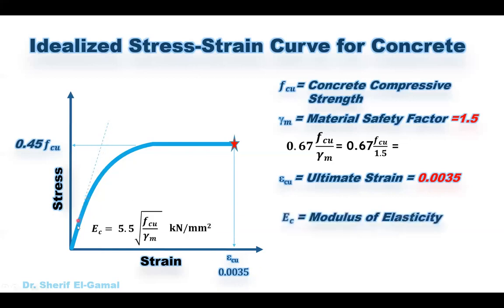What is the slope of that one? The initial slope from the beginning of this stress-strain curve gives us the modulus of elasticity of the concrete. So this E sub C equals the modulus of elasticity, and we can get it from this equation in kilonewton per millimeter square. So the important points in the stress-strain curve according to the BS code are the maximum stress equals 0.45 FCU and the ultimate strain equals 0.0035. In other codes like the ACI code, the ultimate strain is not 0.0035, it is only 0.003. But according to the BS code, this is the value that we have to consider, and if we exceed that value, we have a collapse of the concrete.